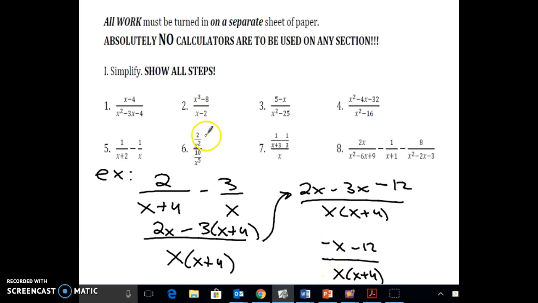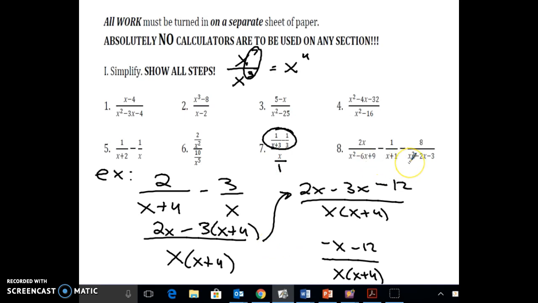Okay, on number 6, you're taking a fraction and dividing by another fraction. I do want to remind you that when you are dealing with exponents, if you have something like x to the 7th over x to the 3rd, when you're dividing, you're going to subtract the exponents. When you're multiplying, you add. And number 7, I would recommend cleaning this part up first, since it's a problem a lot like number 5. Once you clean this up, then you can worry about dividing by x over 1, which is multiplying by 1 over x.